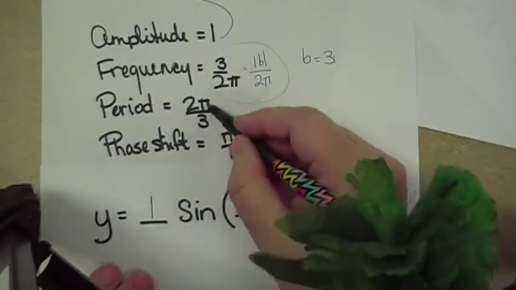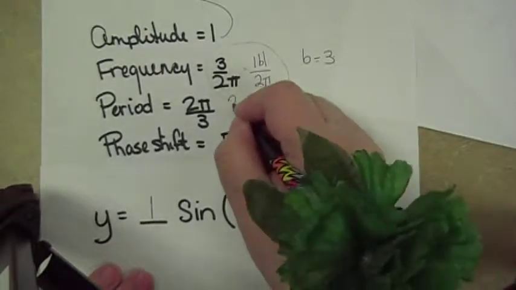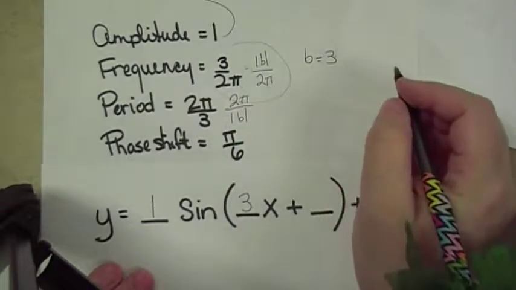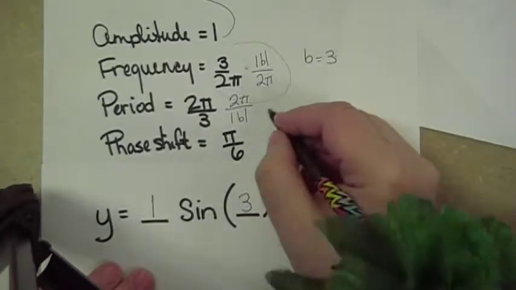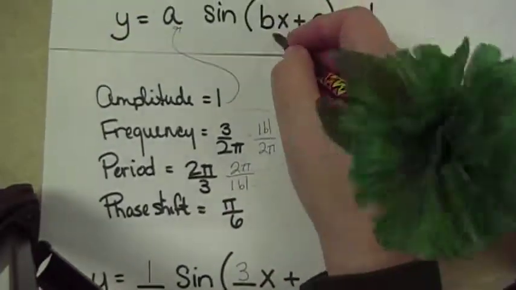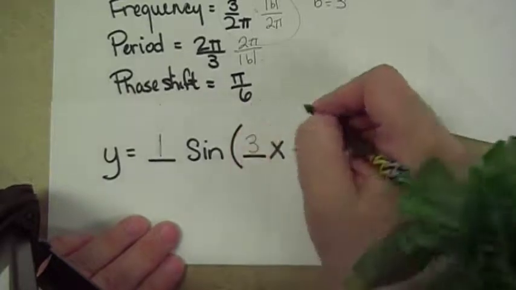Okay, the period is 2 pi over 3, and the period was 2 pi over the absolute value of b. We already know that b is 3. So we've already solved that because we've got that in that place there. Okay, phase shift. Pi over 6.